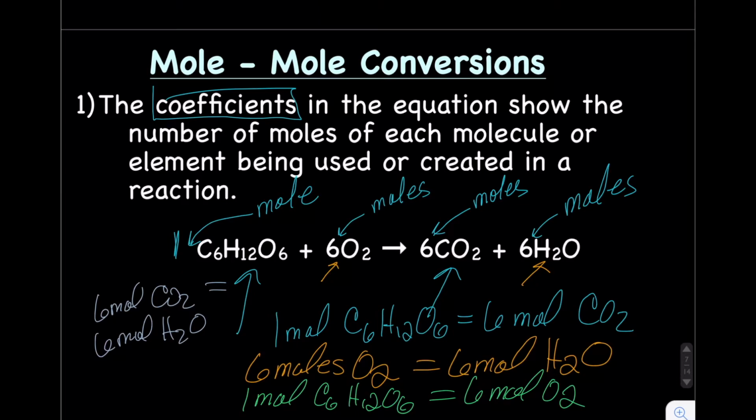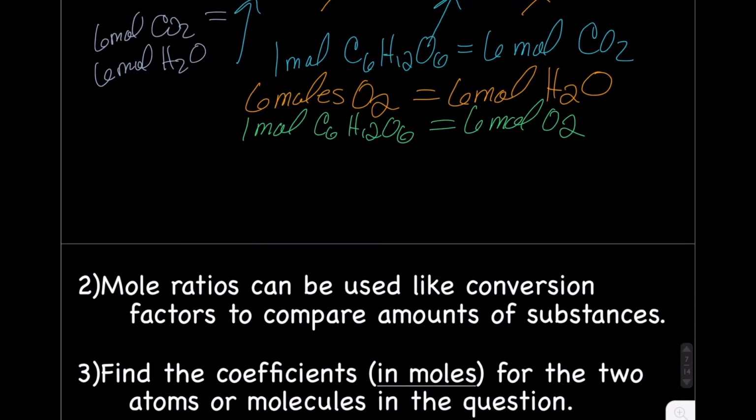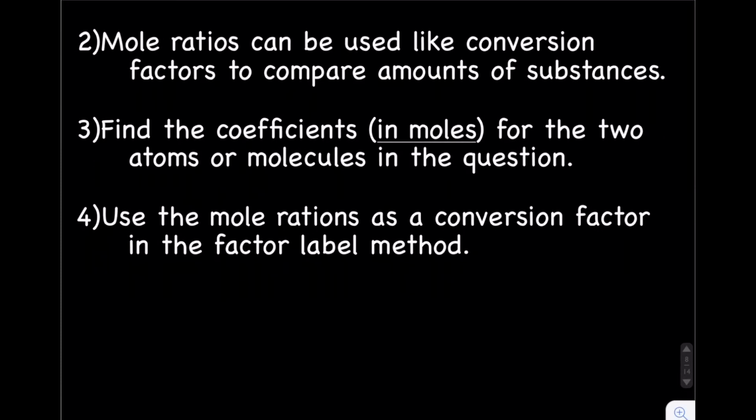We're going to use this for mole-mole conversions. So mole ratios can be used like conversion factors to compare amounts of substances, and we just talked about that. Find the coefficients, the numbers in front, or if there's no number, it means 1, with the units moles for the 2 atoms or molecules in the question. And then use the mole ratios as a conversion factor in the factor label method.